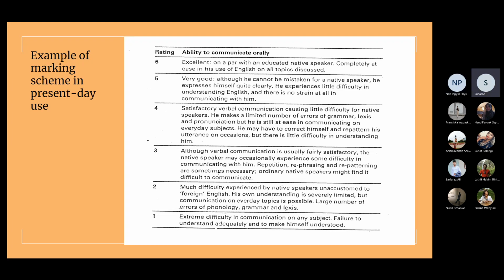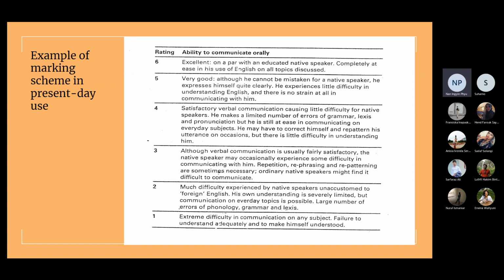Another one is where verbal communication causes a little difficulty, and the student makes a limited number of errors in grammar, linguistics, and pronunciation. Even though there are mistakes, the student is still at ease communicating about everyday subjects. The student can also correct themselves, self-correcting and repeating the utterance. This one can be considered a rating of 4.